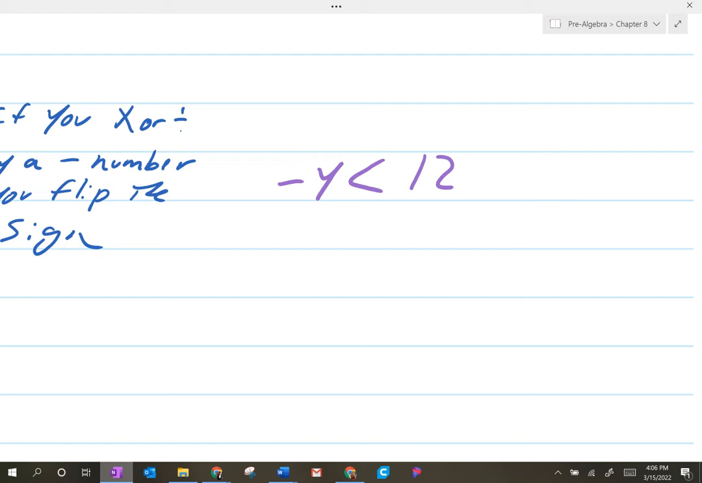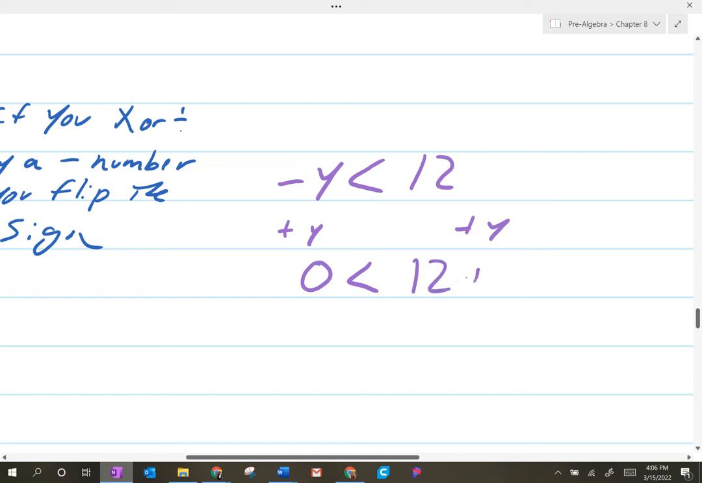So if I didn't want to multiply or divide by a negative number at all, I can do that. I could add y to both sides. Those ones cancel out, so I'd have y, or 0 is less than 12 plus y. And now I'm going to subtract 12 from both sides. I get negative 12 is less than y.